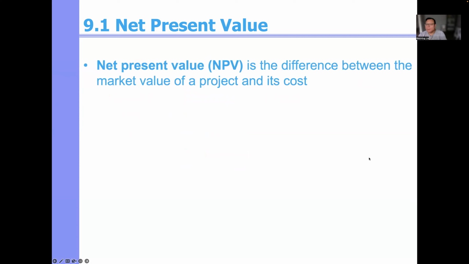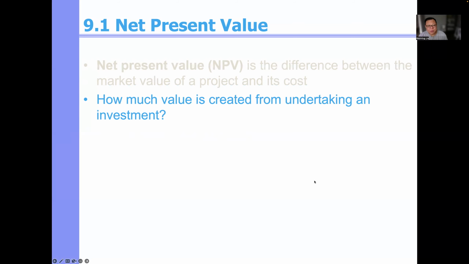So now let's see how this maps out in the net present value analysis. Net present value is the difference between the market value of a project and its cost. So the cost would be the initial investment. For a conventional type of project, you have a one-time initial investment, and then you will receive future cash flows. So how much value is created from undertaking an investment? Those are the questions you want to ask.